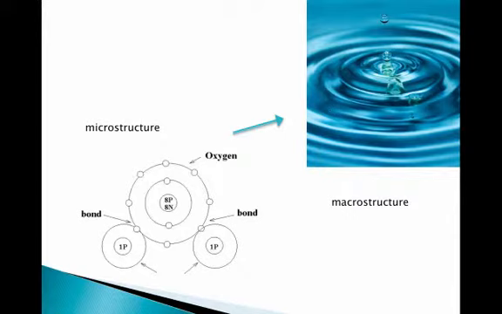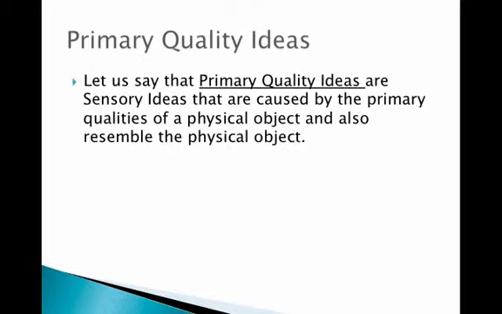It can, depending on what state it's in, be solid or liquid or gas. And then even when it's supposedly liquid, it can be wavy and choppy, or it can be smooth, it can be rippled. That would be the macrostructure of water. But the macrostructure of water depends on the microstructure. What the surface of water is doing is dependent on what all those individual molecules are doing and how they're related to each other. Well, let's say then that our primary quality ideas are sensory ideas that are caused by the primary qualities of a physical object, but we'll also say that they resemble the physical object.